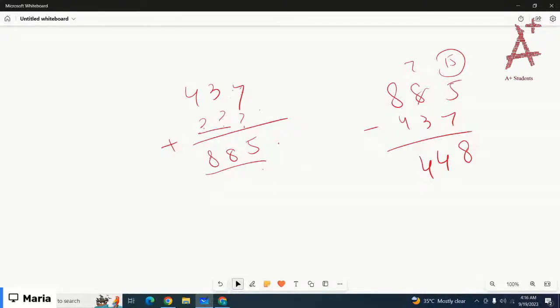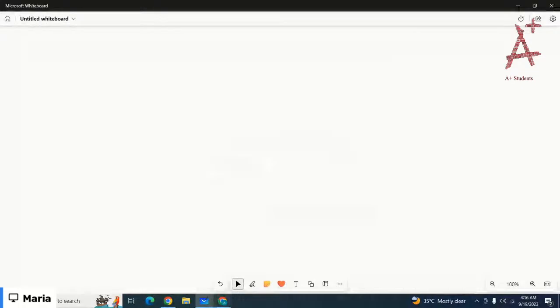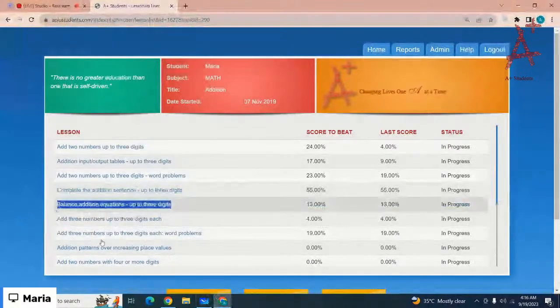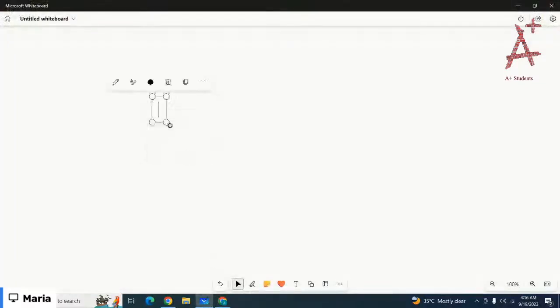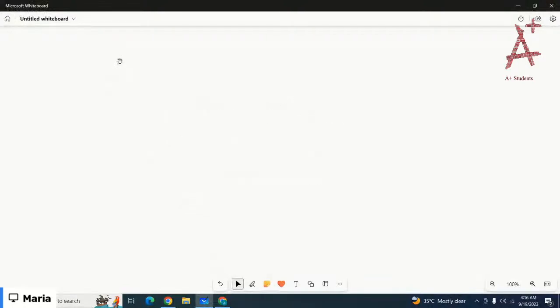Okay, you can complete the lesson. We'll do the practice questions later. The next one is balance addition equation, right? Let's just start with how you balance the equations, right?